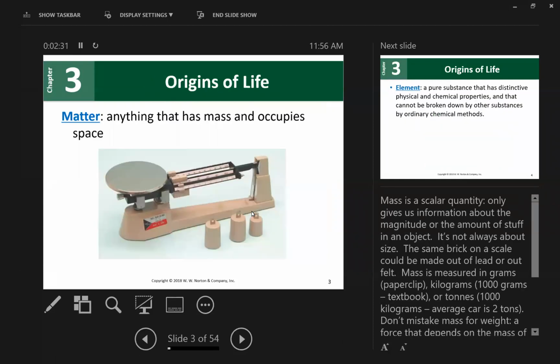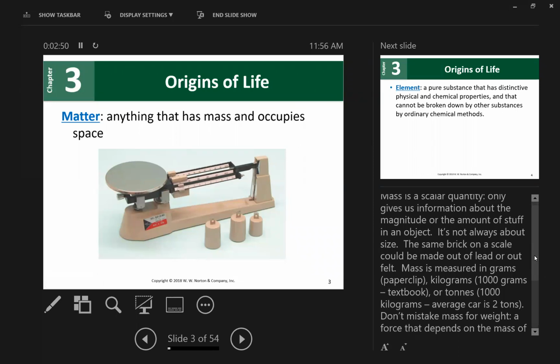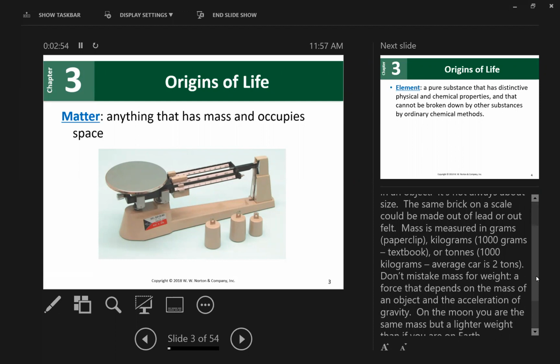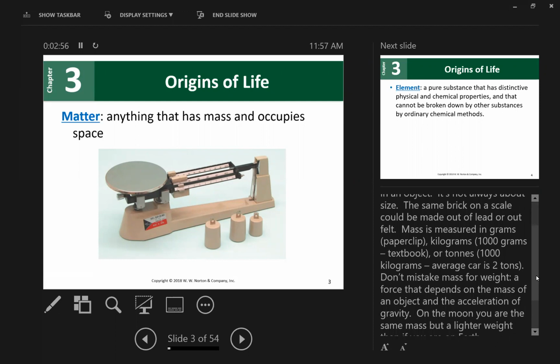Let's begin with matter, anything that has mass and occupies space. So mass is a scalar quantity. It only gives us information about the magnitude or the amount of stuff in an object. It is not always about the size. A brick on the scale, if it was made out of lead or made out of felt, measures the same amount of mass.